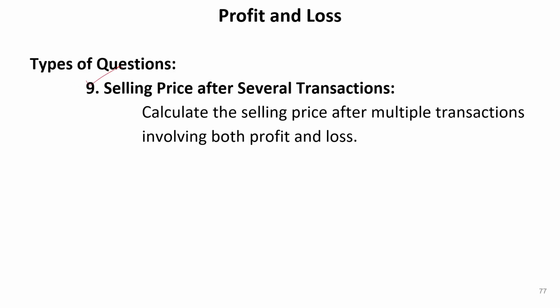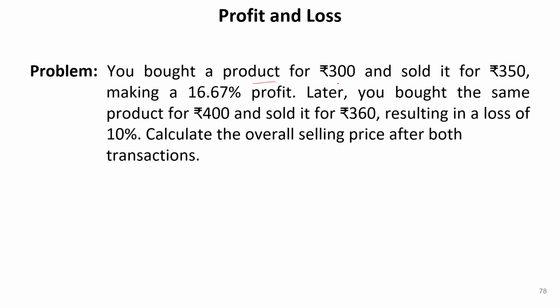So let's see the ninth kind of problem, that is selling price after several transactions. So calculating the selling price after multiple transactions involving both profit and loss. So you bought a product for 300 rupees and sold it for 350 rupees, making a 16.67% profit. Later you bought the same product for 400 and sold it for 360 rupees, resulting in a loss of 10%. So calculate the overall selling price after both transactions.